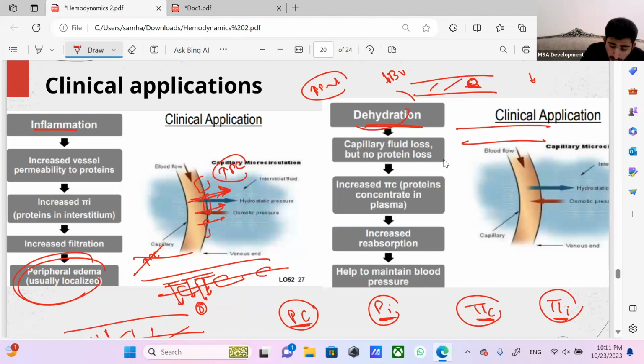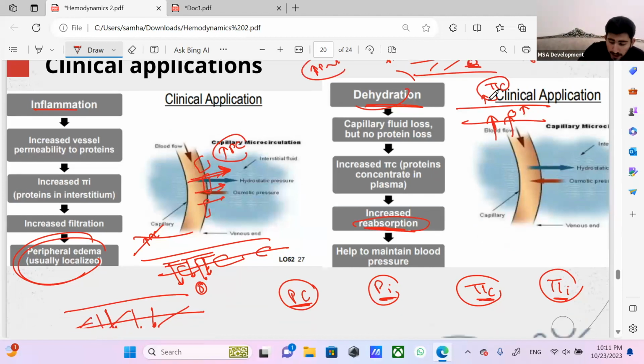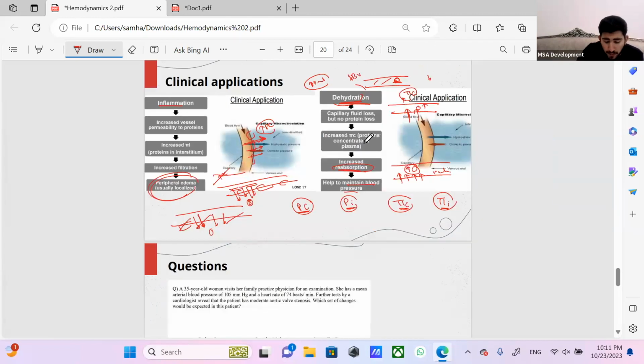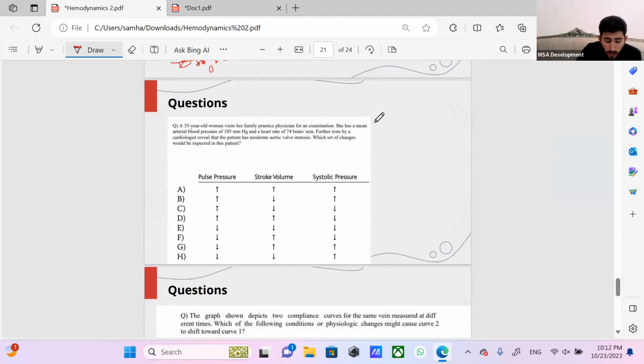Once you have high protein concentration in the capillary, this will increase the pulling force of the capillary. So they are pulling fluid into the capillary, which will increase the reabsorption, which will maintain the blood pressure. So the final thing is we have a blood vessel with protein in it. Once we are dehydrated, the protein concentration will increase because we have less fluid. And since protein concentration increases, it will increase the pulling force into the capillary, which will increase reabsorption, which maintains the blood pressure. These things are very important because you will mostly get asked. Now questions.